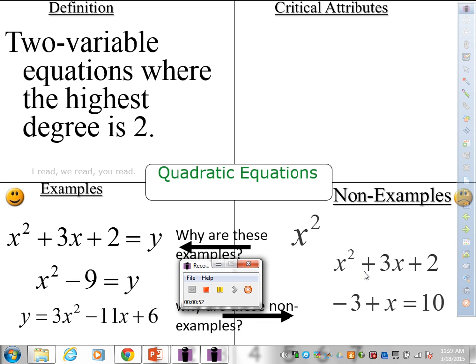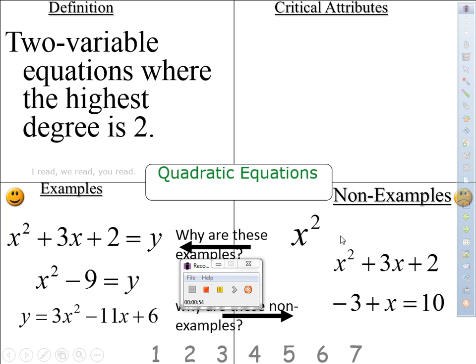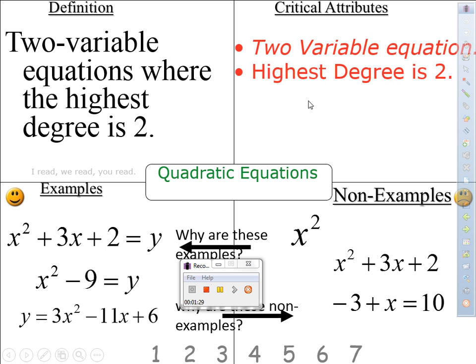And let me show you some non-examples. Look at the non-examples. Why would these not be quadratic equations? Tell your neighbor, please. Let's see. How about these two right here? Why are these not quadratic equations? Oliver: They're not two variable equations. How about this one? The greatest degree is not a 2. So therefore they need to be two variable equations, highest degree 2. Very similar, right, to the functions? Alright?